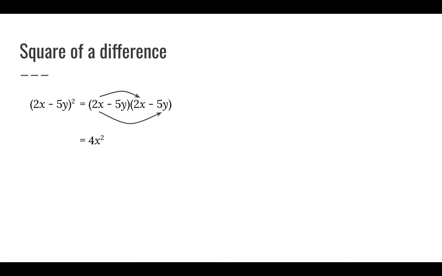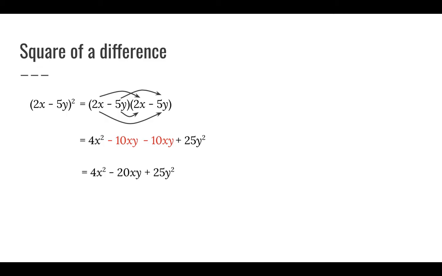My outer terms, 2x times negative 5y, will give us negative 10xy. Inner terms, negative 5y times 2x gives us another minus 10xy. Last terms, now I've got a negative times a negative, so that will give us a positive. 5 times 5 is 25, and y times y will give us y squared. Again, I look in the middle. I have like terms, a negative 10xy, another term of negative 10xy. Together, those will give us a negative 20xy, so a final answer of 4x squared minus 20xy plus 25y squared.